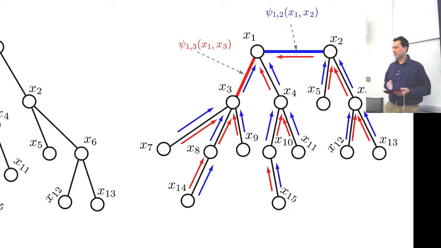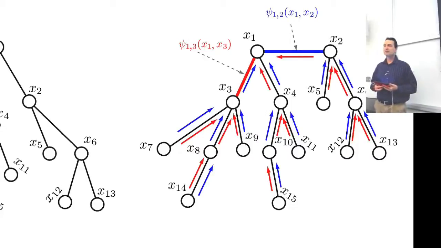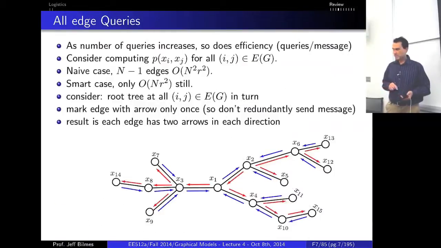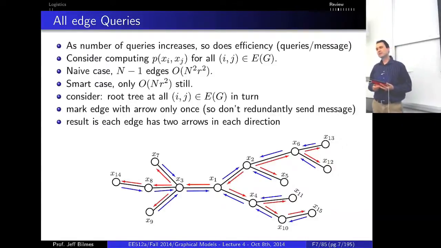And so the blue arrows are the messages that are necessary to compute the marginal along the blue edge, and the red arrows are the messages that are necessary to compute the marginal along the red edge. And since there's so much overlap, or even if there's a little bit of overlap, we would probably not want to do them redundantly. And we also saw that we can at least conceptually think about routing the graph at every edge and sending all messages towards that edge.